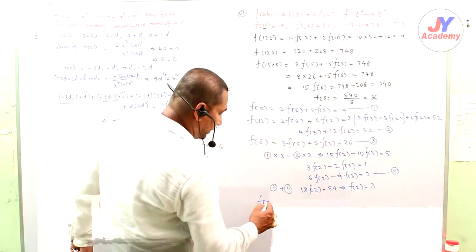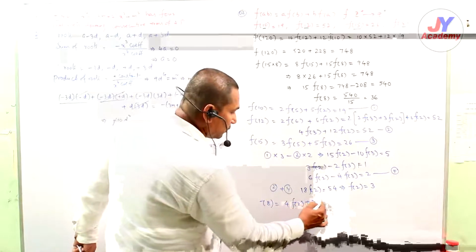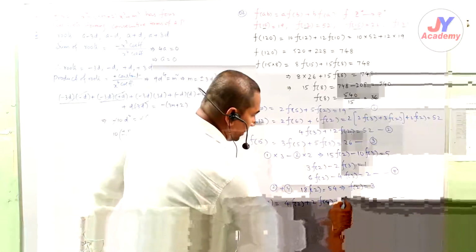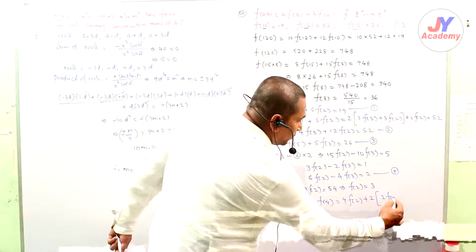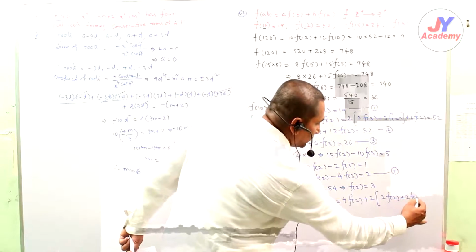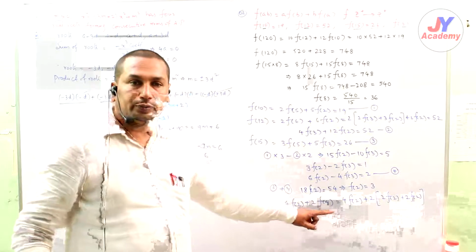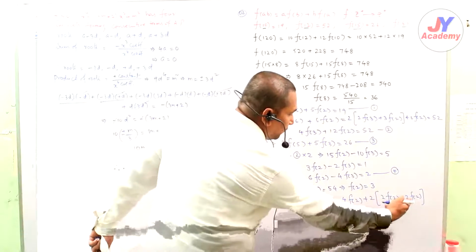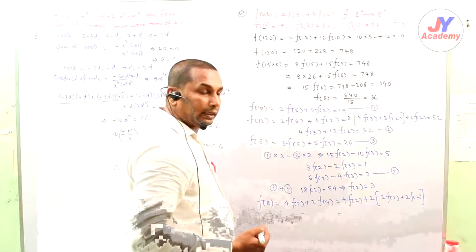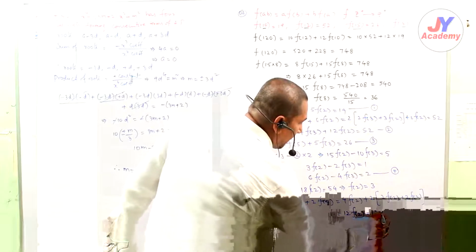Now what we have to find? F of 8. That is 4f of 2 plus 2f of 4. Again 4f of 2 plus 2 into 2f of 2 plus 2f of 2, f of 4, 2 into 2. Okay na? Now see 4f of 2 plus 4 2's, 8 plus 4, 12f of 2. What is f of 2? 3.